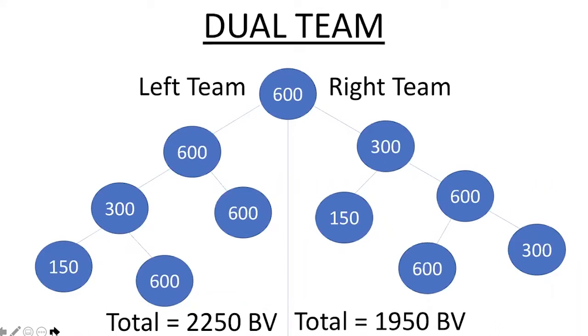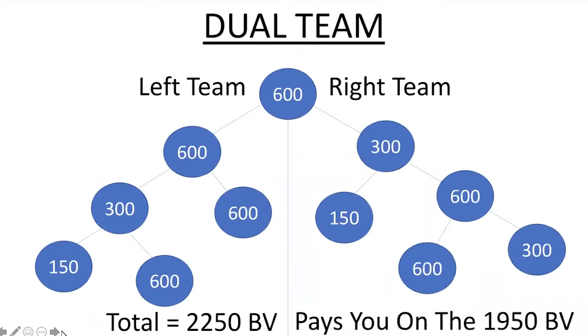So here's what happens. How does iBuumerang pay you? What happens is iBuumerang will pay you a percentage on the team's lesser leg. So in this case, your right team's brought in slightly less volume than your left team. So what will happen is iBuumerang will pay you a certain percentage, depending on rank, which we'll go into on the next slide. They will pay you a certain percentage on the lesser team. In this case, you got paid a certain percentage on the right team because that had the lesser volume. So you get paid on 1,950.